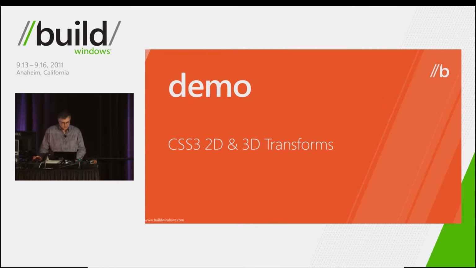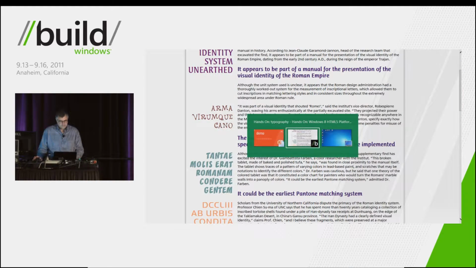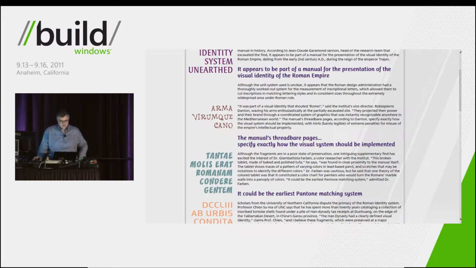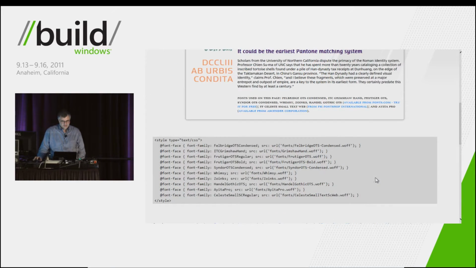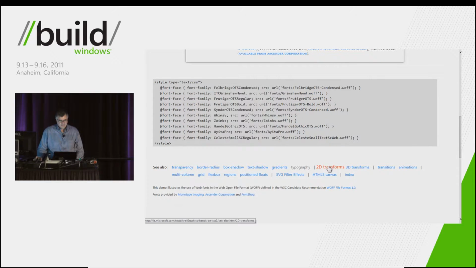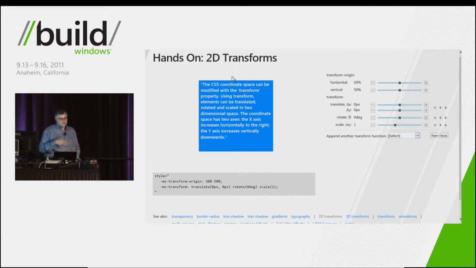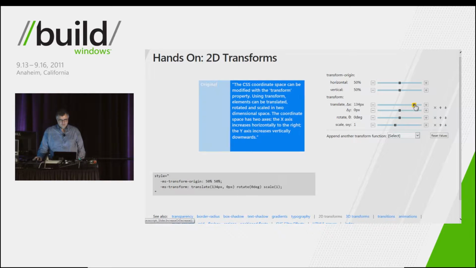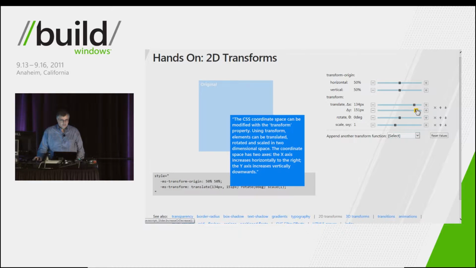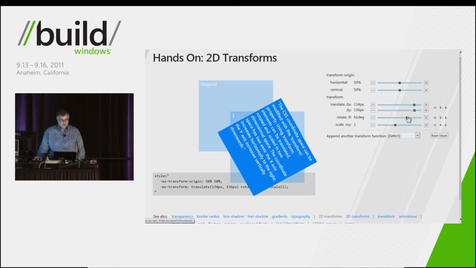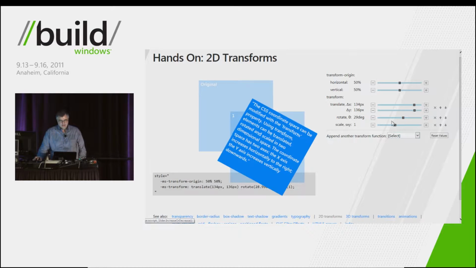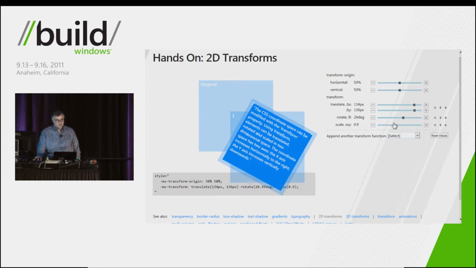So let's just go into a hands-on on that. It's in the same site, some links at the bottom. Let's go to 2D. Again, that's pretty straightforward. You can just display time transform something. So, okay, simplest one here, I can go translate. Great, X and Y, that's pretty straightforward. You can rotate that down there and then scale it up or down.